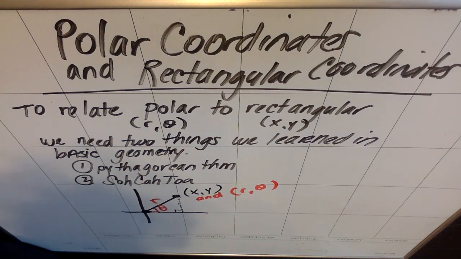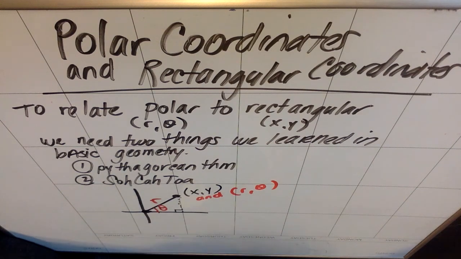So what we're going to do in this video is talk about relating polar coordinates, r comma theta, to rectangular coordinates, x comma y. We need two things to do this, and we learned both of them in basic geometry, or maybe in your Algebra 1 class, depending on what your teacher covered, also maybe in Algebra 2. The two things that we need to relate these quantities are the Pythagorean Theorem and SOHCAHTOA. Most of us feel pretty comfortable with those things, hopefully. So let's start with the Pythagorean Theorem.